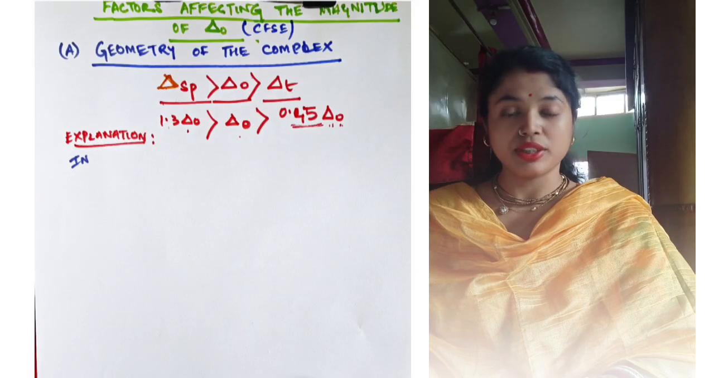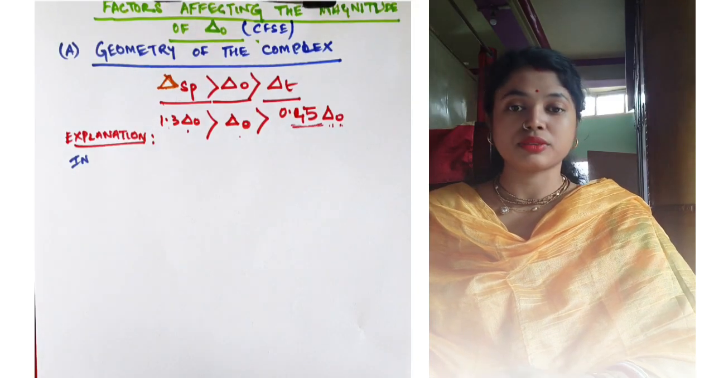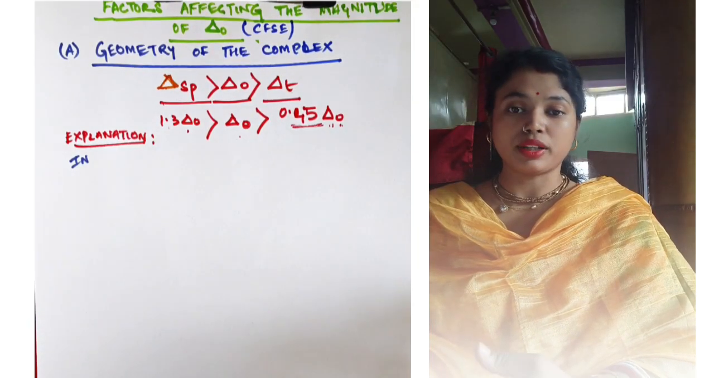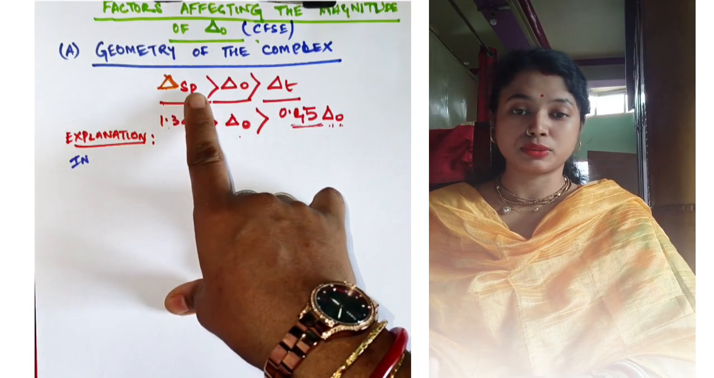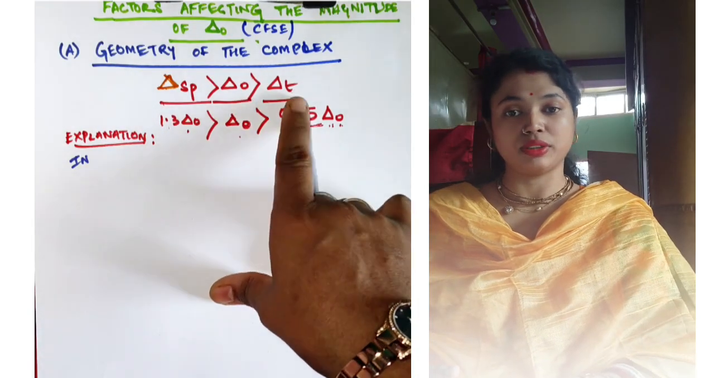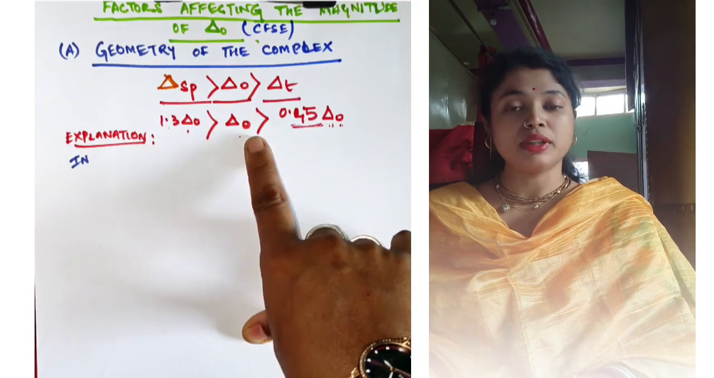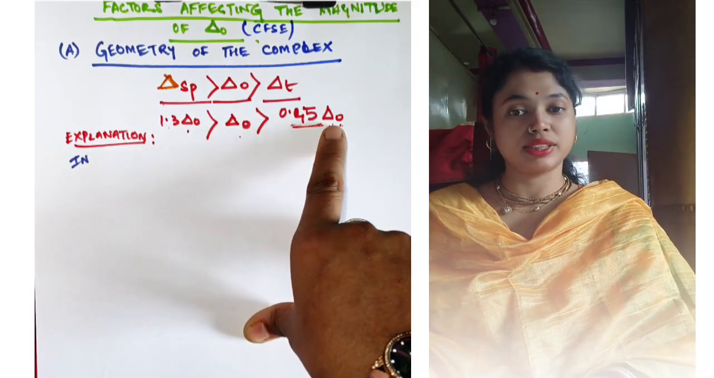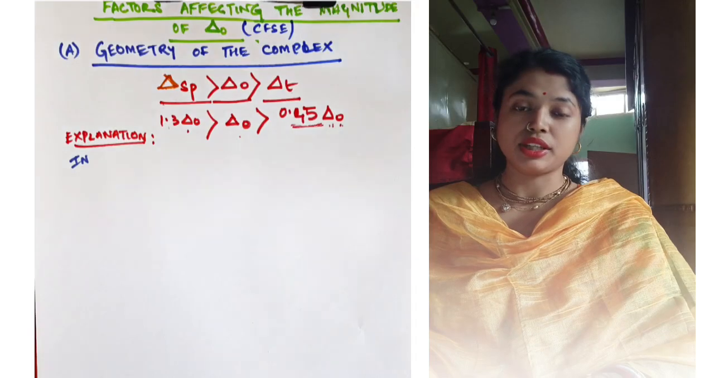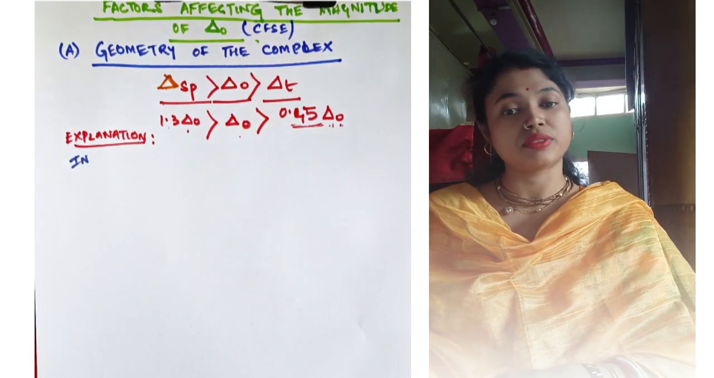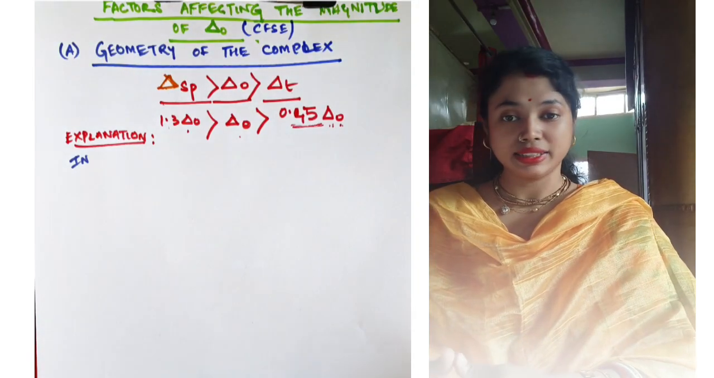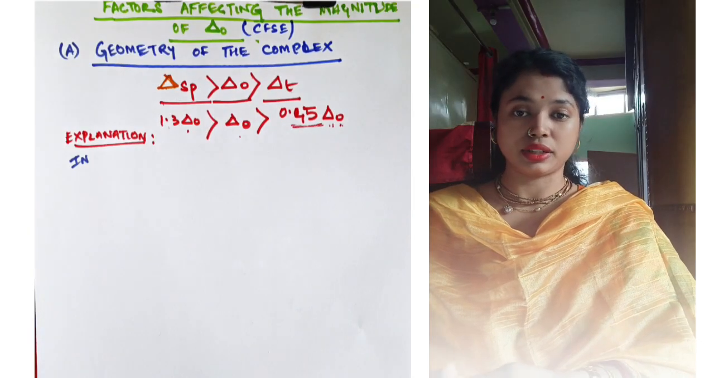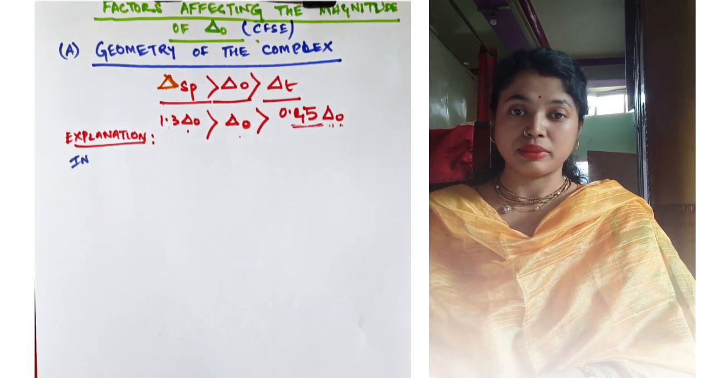The first factor is the geometry of the complex. The crystal field splitting of square planar is more than octahedral, and tetrahedral is about 0.45 of octahedral splitting. This is how it varies. So what is the explanation? You can write all these things in the examination, in a similar way.